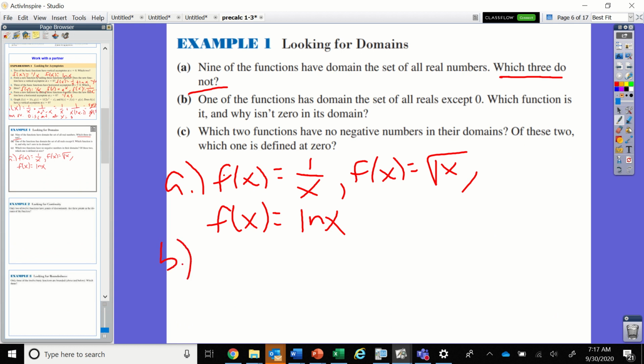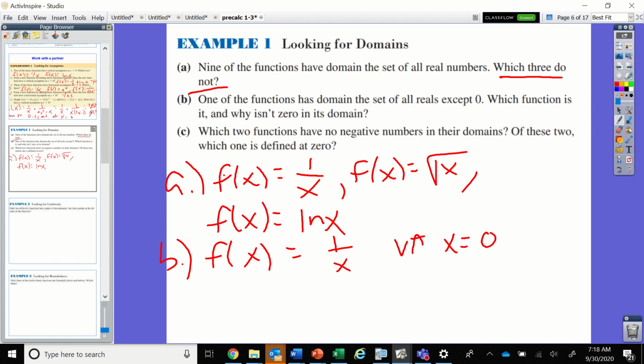Part B, it says one of the functions has a domain, the set of all reals except 0. Which function is it, and why isn't 0 in the domain? And so in this case here, we're looking at y equals 1 over x, or our reciprocal function. And again, that's just because it is undefined when 0 is in that denominator. So it's going to have a vertical asymptote at x equals 0 in that case.